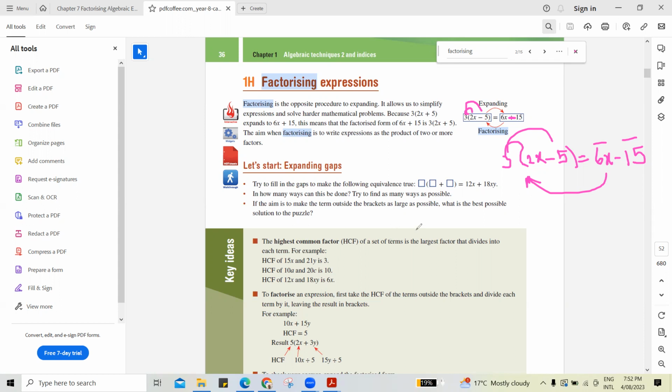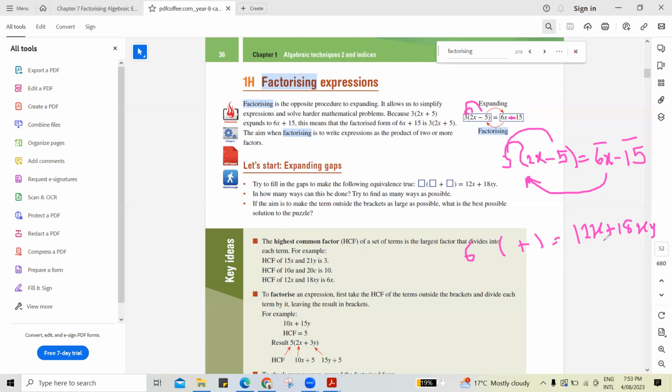Now, next one, actually, they are given 12x plus 18xy. Now we are going backward. Because there are two terms here, we need two numbers here. First, looking at the highest common factor, 12 and 18 can be divided by 2, we can divide by 3, 4 can't, 6. Then we can divide by 6 maximum. Then we take the 6 out.